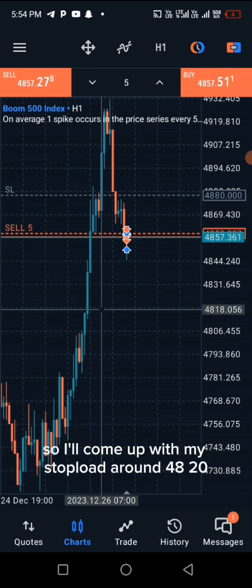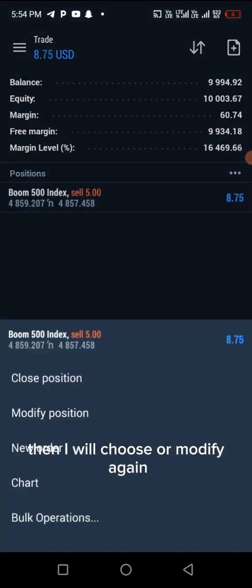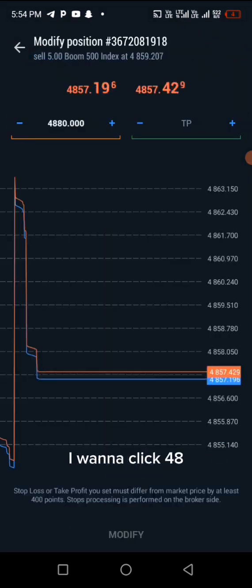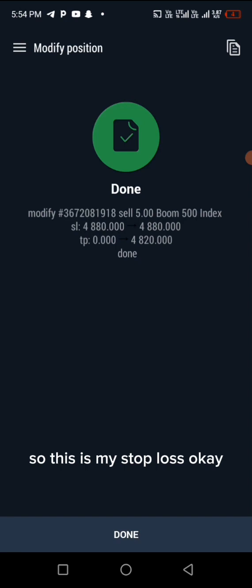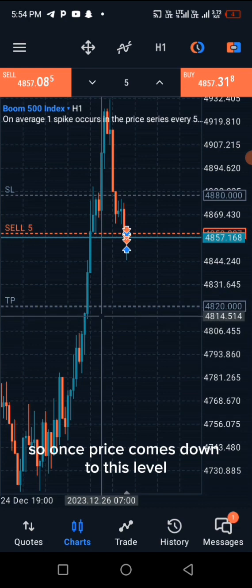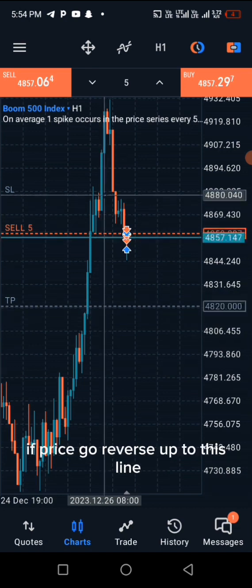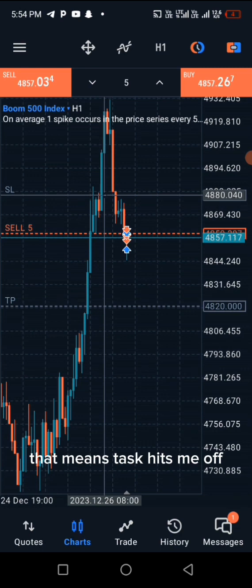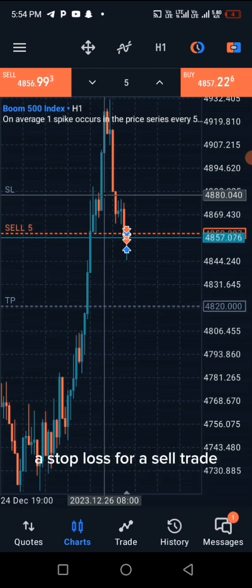So I'll come and put my take profit around 48.20. I'll click on this place, then choose modify again. I will now enter 48.20. So this is my take profit. Once price comes down to this level, I am willing to take my profit on the sell. If price reverses up to this line, it has kicked me off, but I'm willing to lose that because my equity is large. So that is how you can place a stop loss for a sell trade.